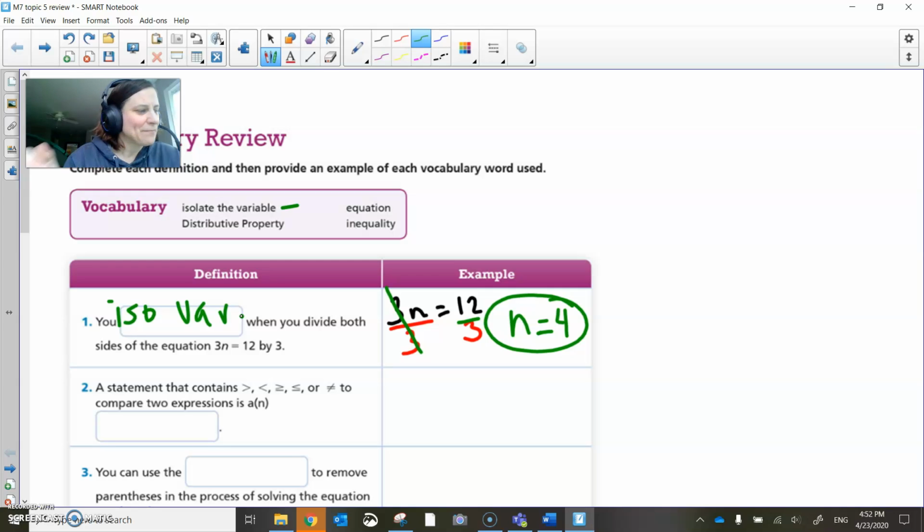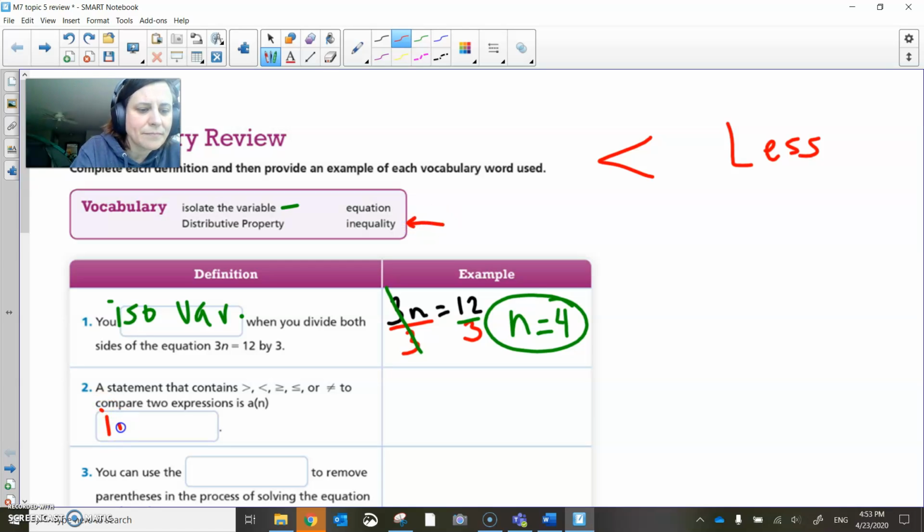All right, second one. A statement that contains those symbols to compare two expressions. So those symbols are greater than, less than. A less than sign, if you read it from left to right, the way that we read the English language, looks like a crooked L, less than. Greater than, less than, greater than or equal to, less than or equal to, or not equal to is an inequality.